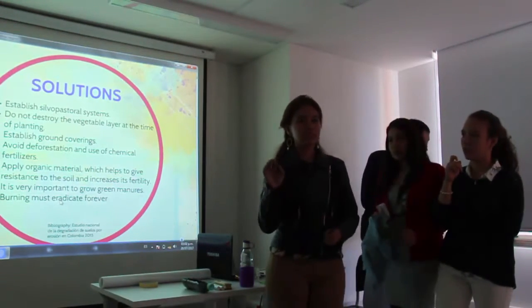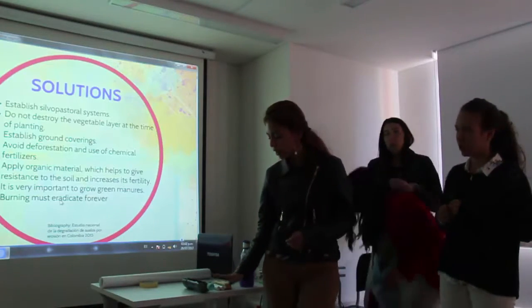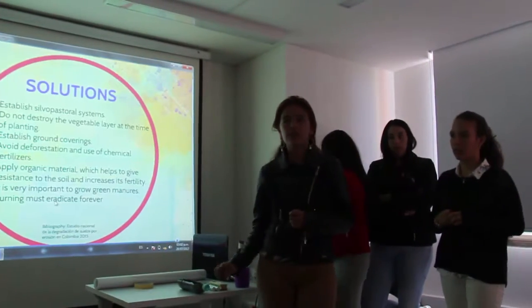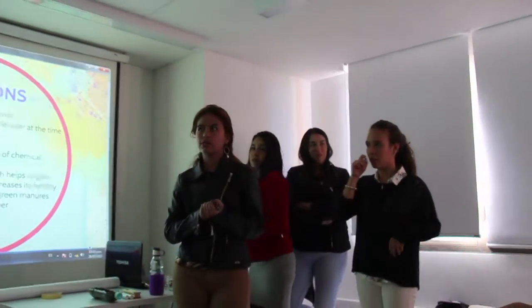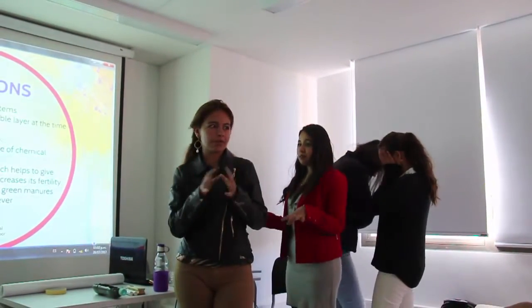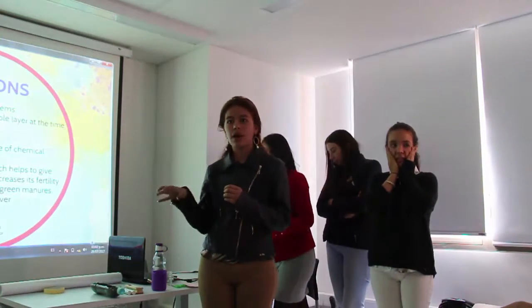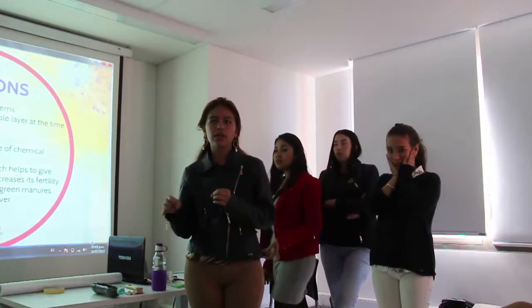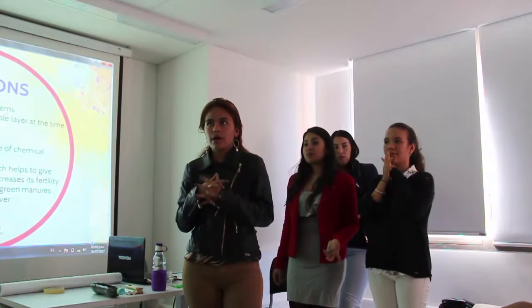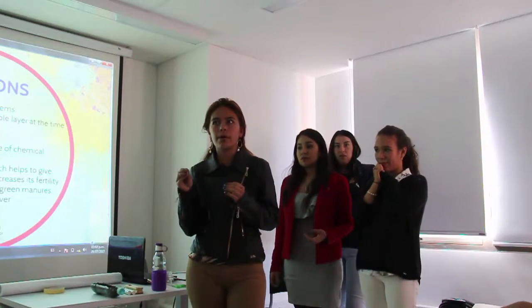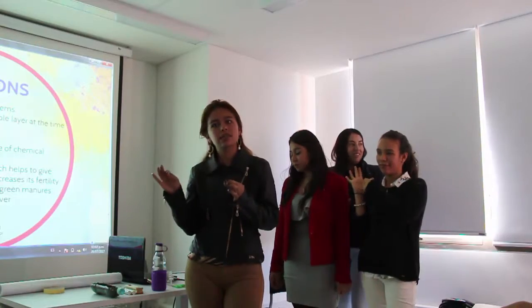The experiment consists of this: if we have land without vegetation, the water is very turbid and has some particles. But if the soil has vegetation, the water will be cleaner. But we don't have the experiment here.